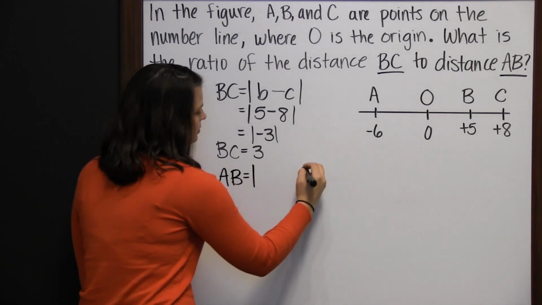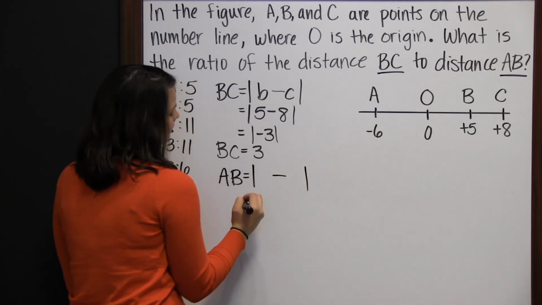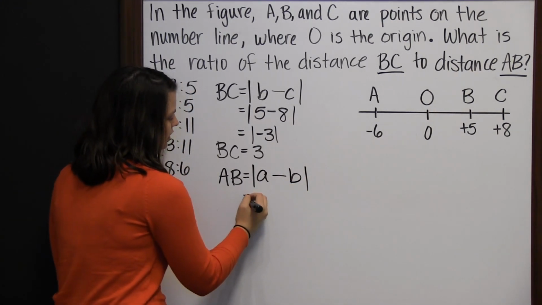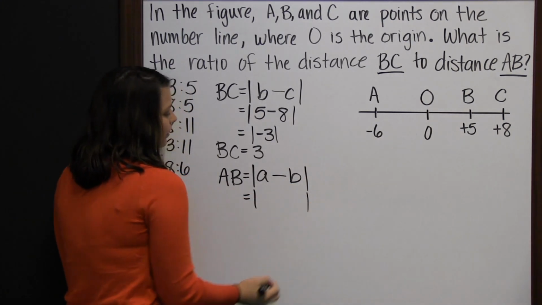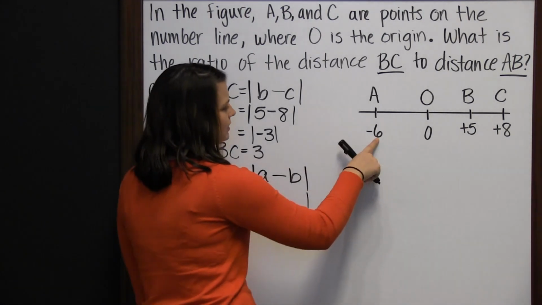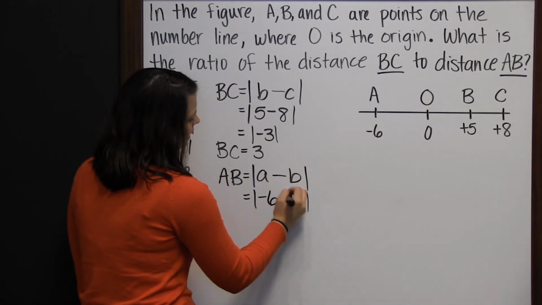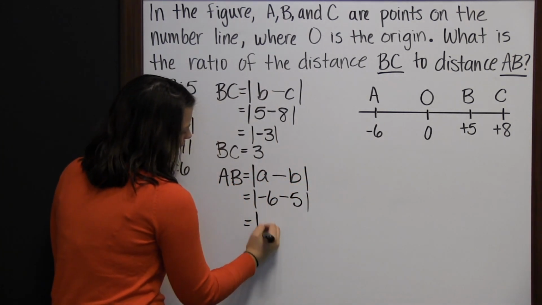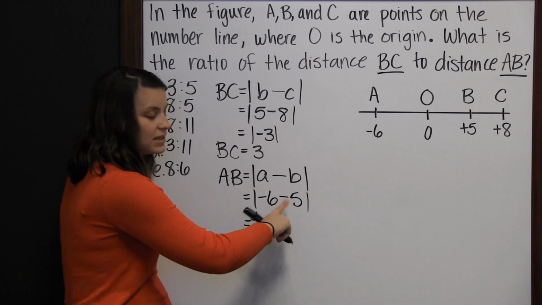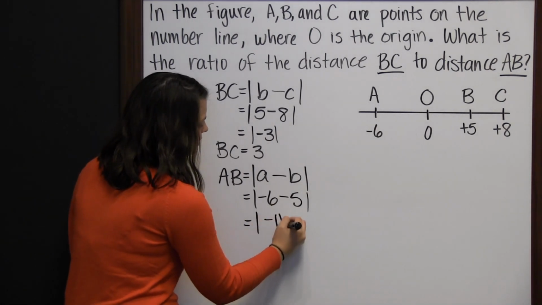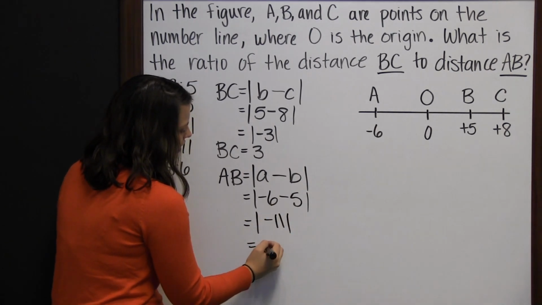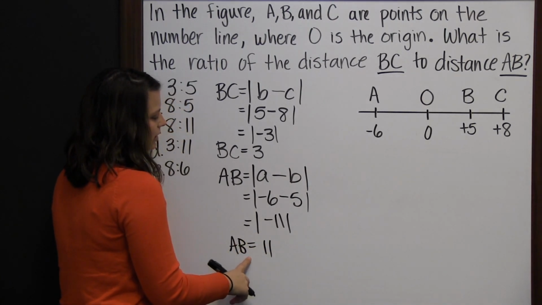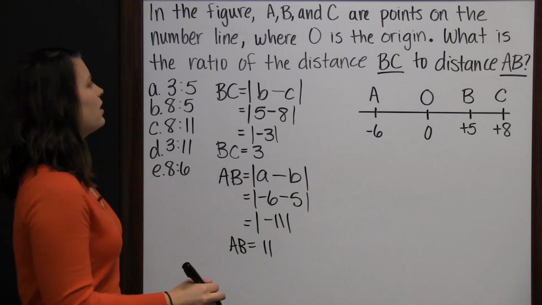And again, it's the absolute value of the difference of the coordinates of point A and point B. So that's the absolute value of A is -6 minus B is 5, which is the absolute value of -6 minus 5 is -11, and that is 11. So the distance from point A to point B is 11.